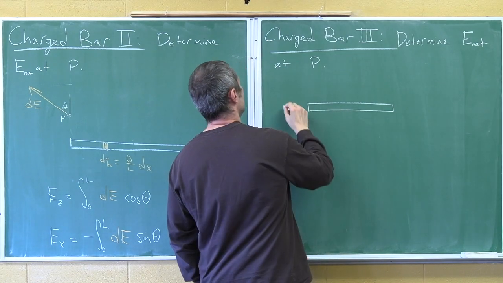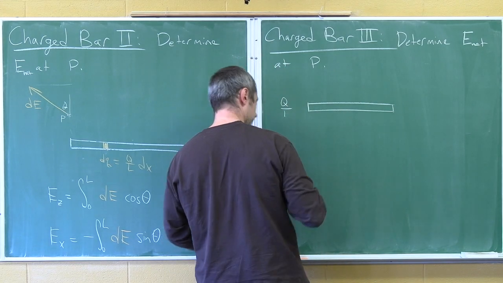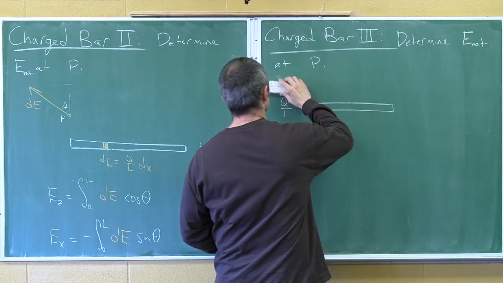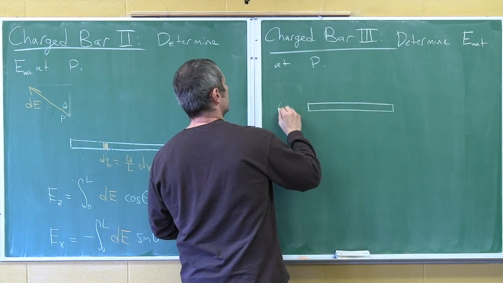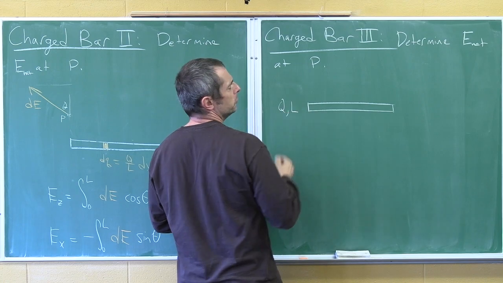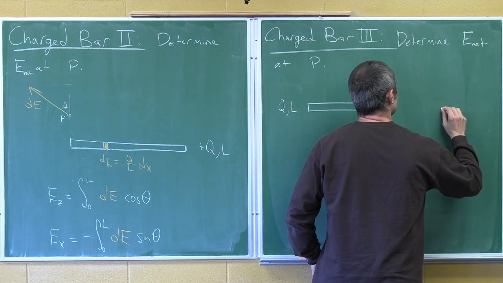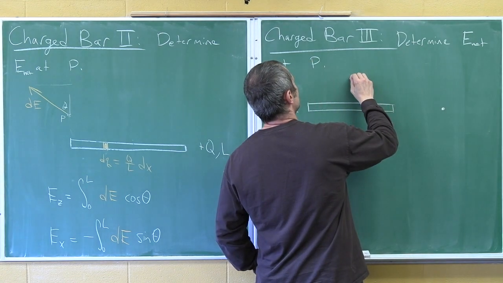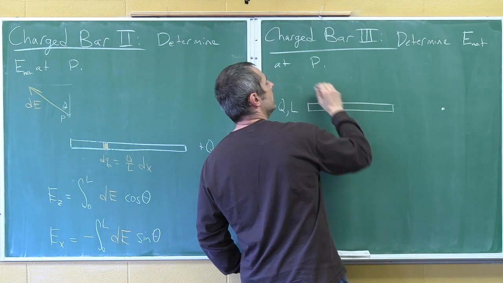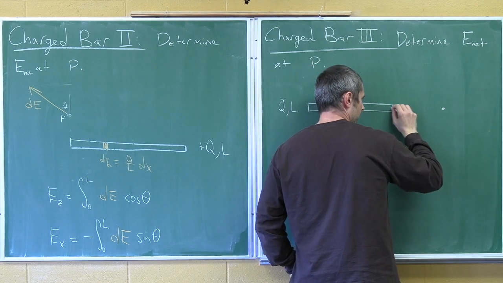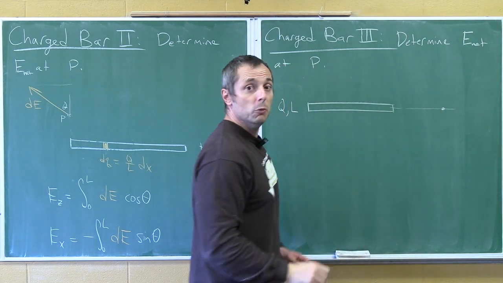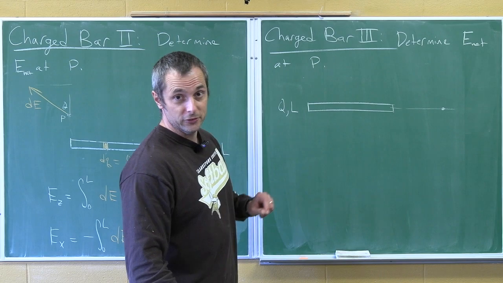I got the bar, Q, L, oops. Got a certain charge. Doesn't matter if it's positive or negative. All that'll do is change the direction of the arrow. But now my point P is over here. So we did it up here. Now we're doing straight along this axis, a point right there. We want to find the net electric field caused by this bar.